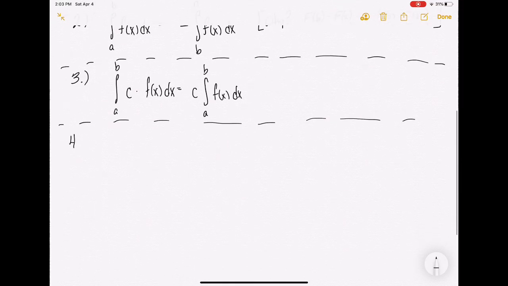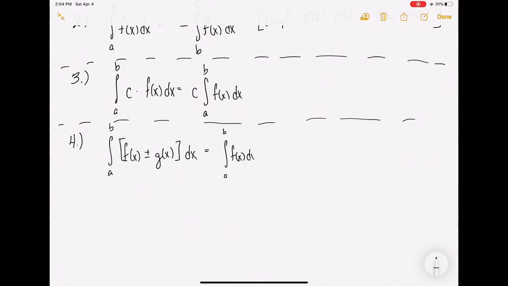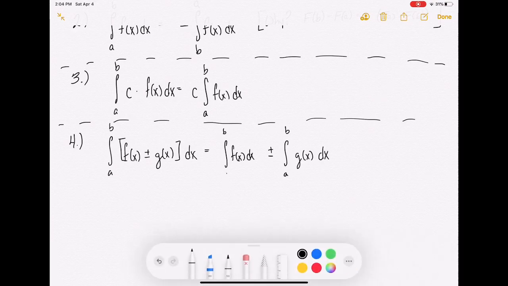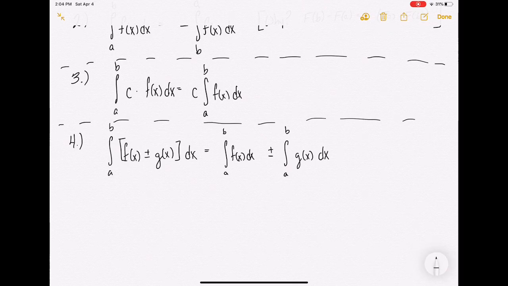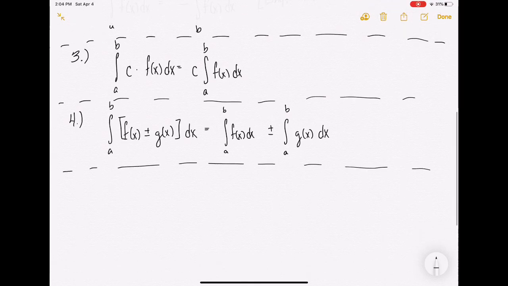Number 4. Also something that we've already encountered with indefinite integrals. F of x plus or minus g of x, right? Either one of these is the same. If I'm adding or subtracting another function, I can split the integral up at the plus or minus sign. And so the reverse of this could also be true, but you'll notice that the bounds have to be the same there. So if I had 2 separate integrals, I could combine them into one as long as the bounds are the same. I'm not going to prove that. It follows directly from indefinite integrals.